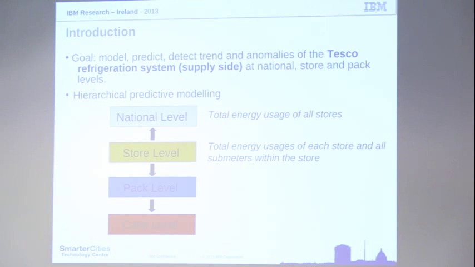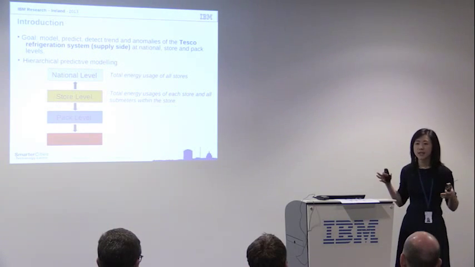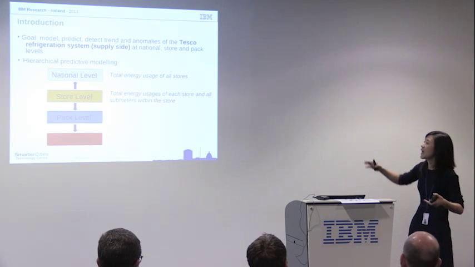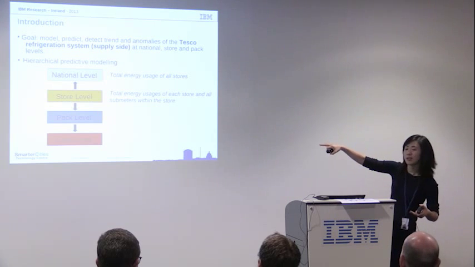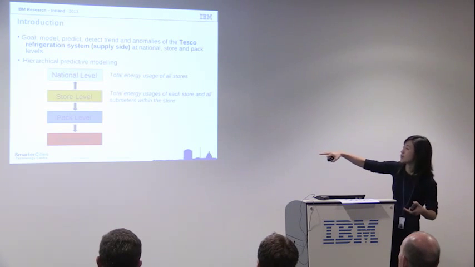Okay, so I will showcase the part I did for electric usage for the HT and LT, but as you can see here, I try to design the scheme as hierarchical modeling. You could apply it to any level, so a national level, say here is a Tesco specific case. We could model the overall energy usage over all Tesco stores in Ireland or over UK. And then we can drill down to store level and apply similar analytics to pack level and the case level.